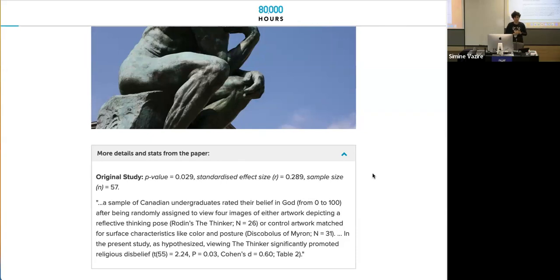Maybe not knowing who Rodin was, or what The Thinker represents. Yeah, so I would say just common sense suggests that a photo of The Thinker might not be a very valid manipulation, so it might have flat construct validity if what you're trying to find is analytic thinking.